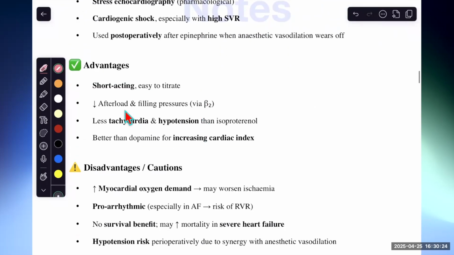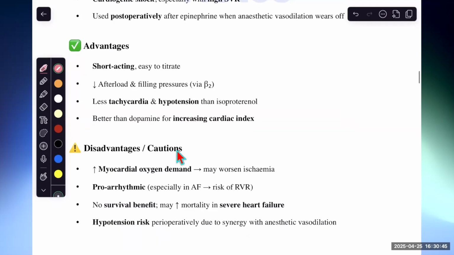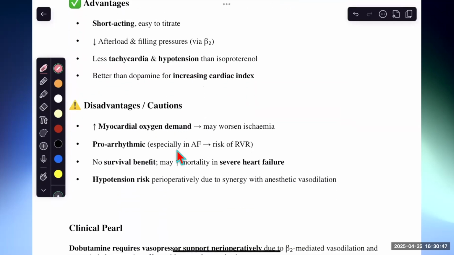It's short acting, easy to titrate, decreases the afterload, filling pressure is better, less tachycardia, less hypotension than isoproterenol. The three brothers we're speaking about are dobutamine, isoprenaline, and milrinone, and we will see every one of them has different characteristics.